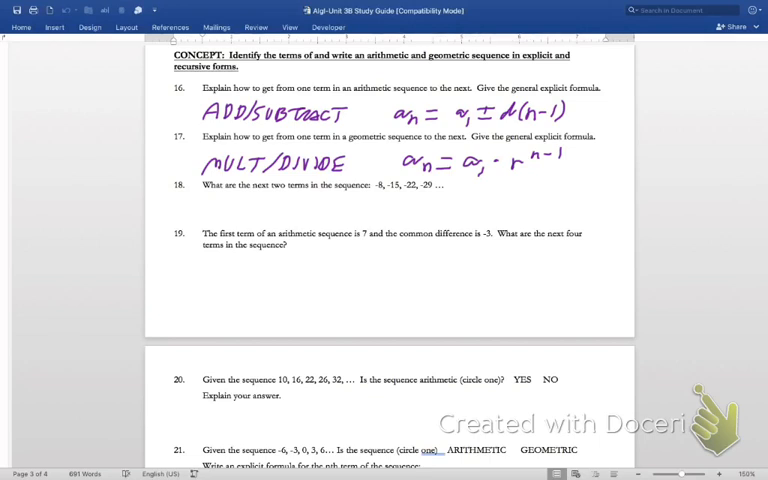18, next two terms, we appear to be subtracting 7 every time, so subtracting 7 gives us negative 36 and negative 43. 19, the first term of an arithmetic sequence is 7, the common difference is negative 3. What are the next four terms? Well, 7 is the first term, so we want the next 4. So we're going to subtract 3 from 7, subtract 3 from 4, subtract 3 from 1, subtract 3 from negative 2. There they are.